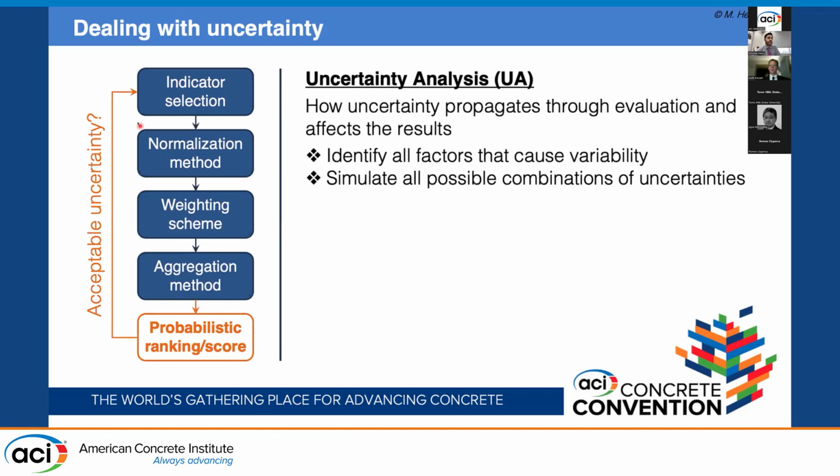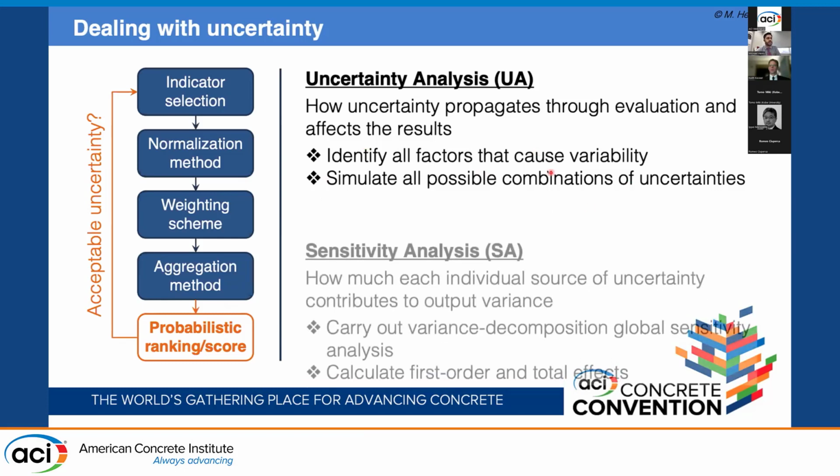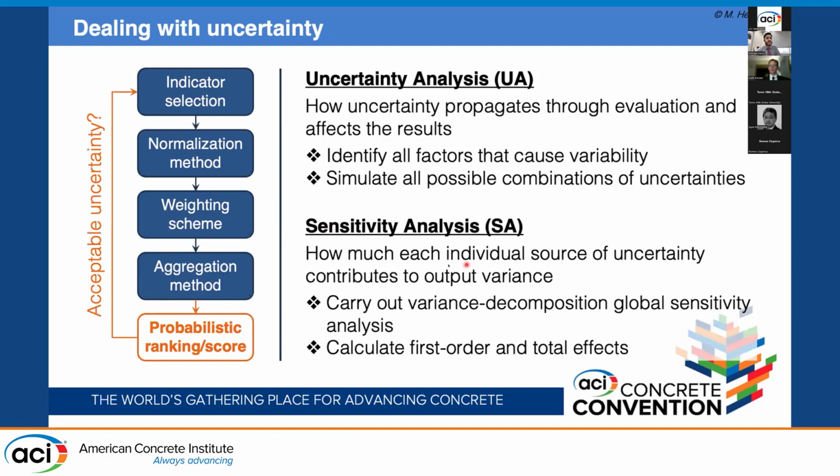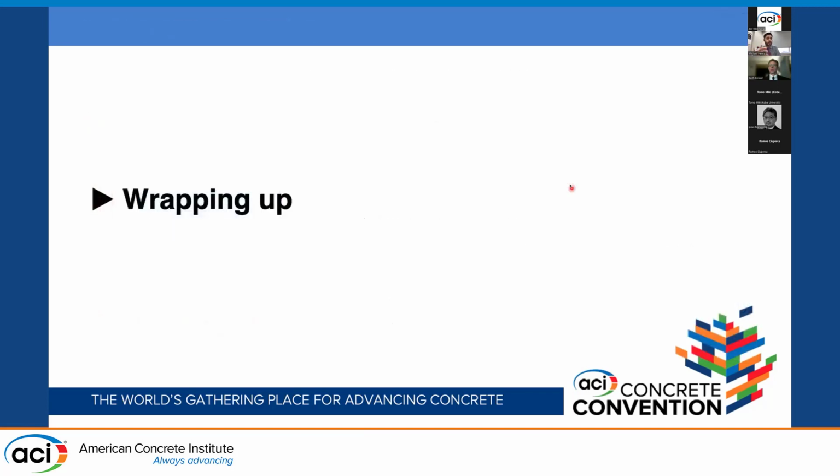We can do this by applying different analytical techniques, such as uncertainty analysis, which propagates the uncertainty from the input to the output. It allows us to see all the factors that cause variability and simulate all possible combinations of uncertainty. And then we can also apply sensitivity analysis to evaluate how much each of those inputs contributes to the output variability, using things such as variance decomposition or global sensitivity analysis. However, it's quite complicated, so I'm not going to be getting into it here.